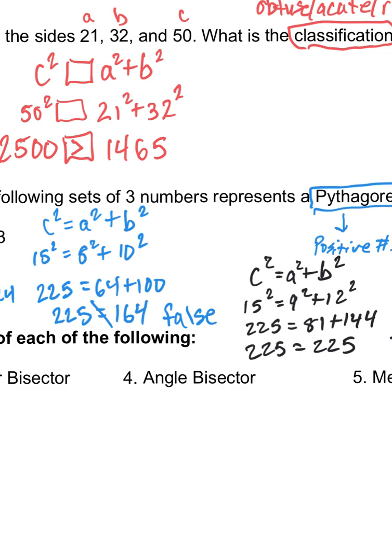Moving on to number three. I went ahead and added the work for answer choice C just to show you. If you wanted to check and make sure it was true, when you plug in the numbers for answer choice C, you do get that 225 equals 225, which is a true statement. Therefore, that is a Pythagorean triple. Cool, so now moving on to number three.